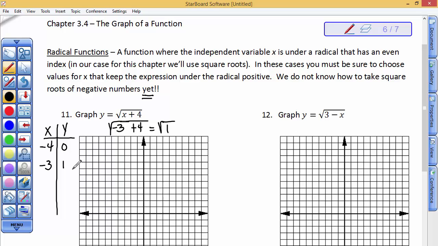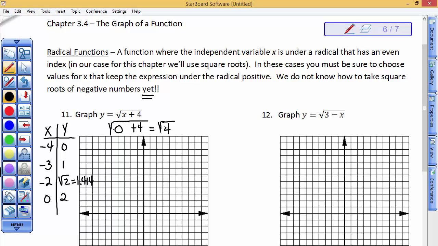Now, I do have to be careful when I pick my values, especially with radical functions. If I use a negative 2 next, a negative 2 plus 4 is the square root of 2. And the square root of 2 is 1.414, and that's a hassle. So the next number that I'm going to pick for x is going to be a 0. Because when I put a 0 under here, I'm going to have a perfect square under the radical. In other words, I can take the square root of it. 0 plus 4 is 4. That's how I picked 0, because I knew the square root of 4 was 2.